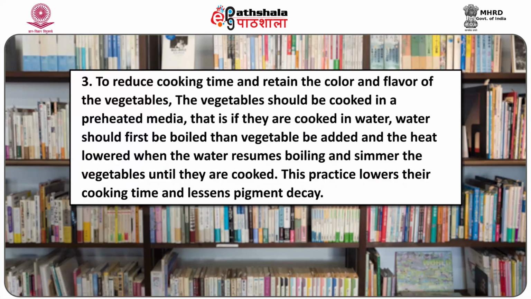To reduce cooking time and retain the color and flavor, the vegetables should be cooked in a preheated medium. That is, if they are cooked in water, the water should first be boiled, then the vegetables are added and the heat lowered when the water resumes boiling, and simmer the vegetables until they are cooked. This practice lowers their cooking time and lessens pigment decay.